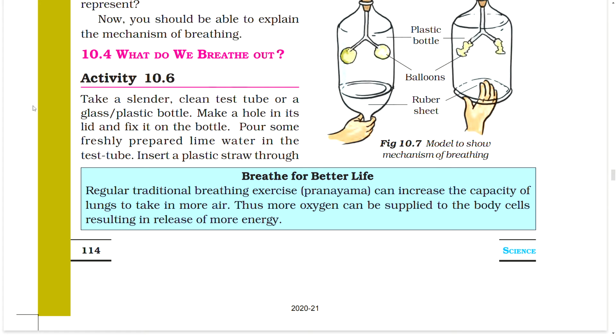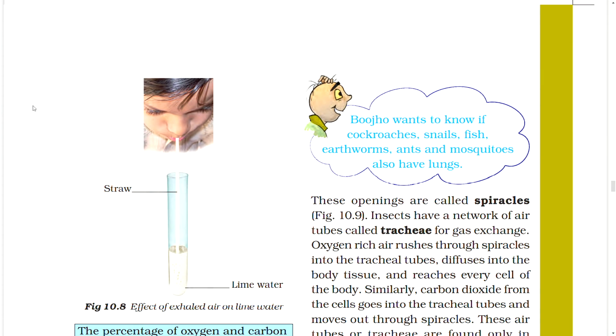Breath for better life. Regular traditional breathing exercise pranayama can increase the capacity of lungs to take in more air. Thus more oxygen can be supplied to the body cells, resulting in release of more energy. Straw, lime water. Figure. Effect of exhaled air on lime water.